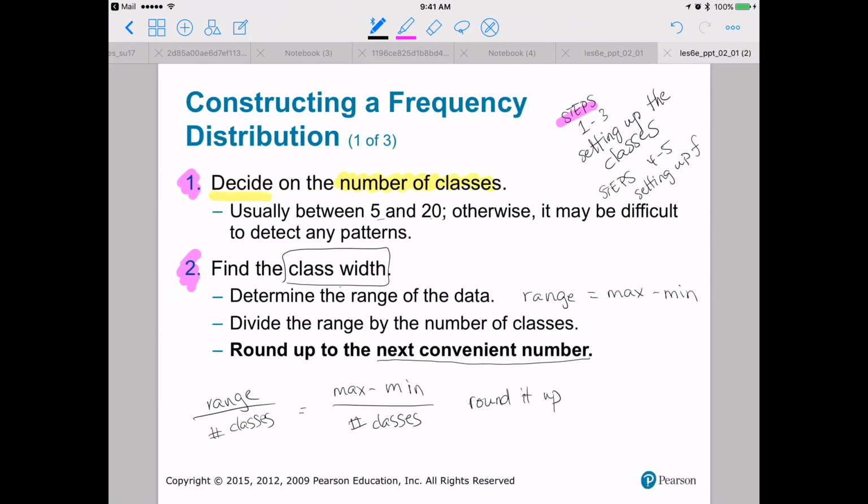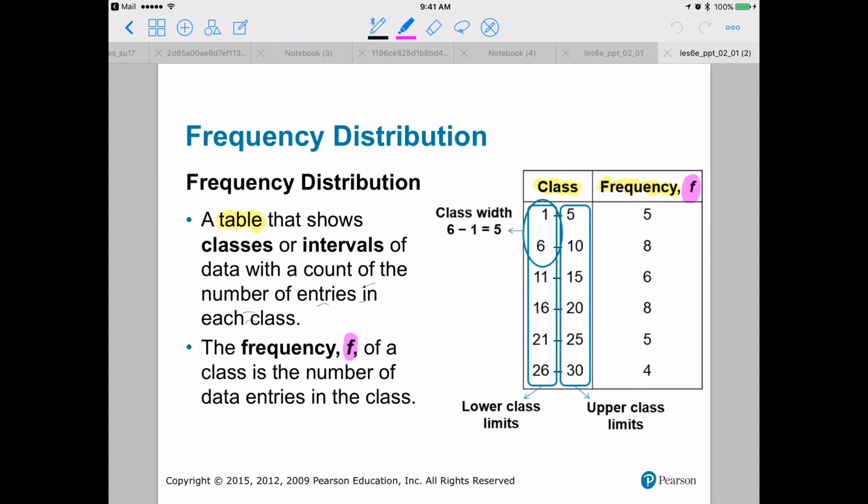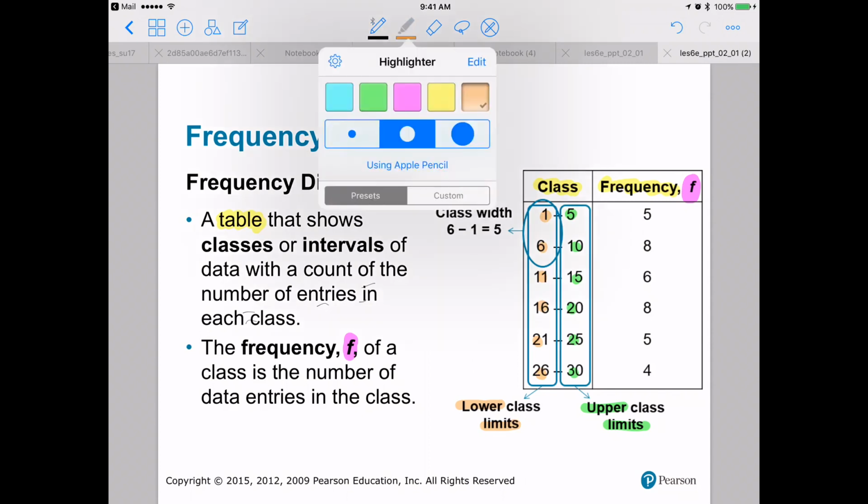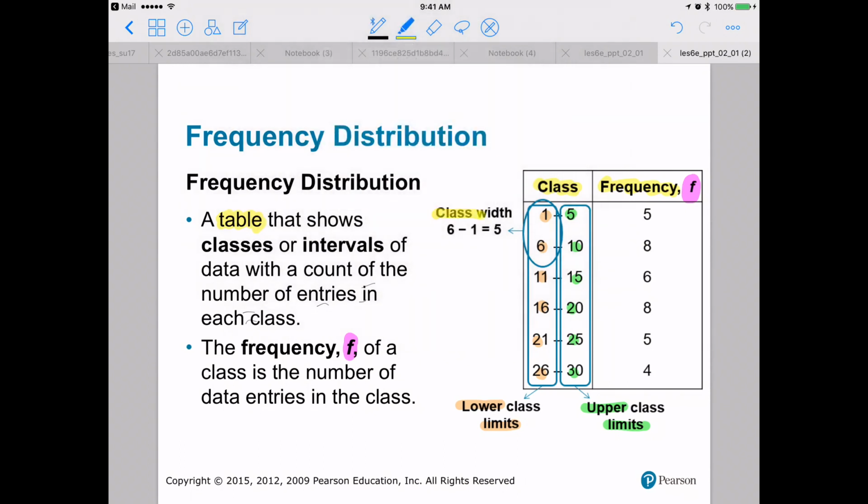I want to look back. I'm going to show you back here in this list, the upper limits, I'm going to highlight them in a green color. So for your upper limits, 5 is an upper limit, 10, 15, 20, 25, 30. These are all upper limits. And then I'm going to do the lower limits in this sort of grayish color. Lower limits, 1, 6, 11, 16, 21, 26. Okay, so you can see that the class width is the difference between any two consecutive lower class limits. So 6 minus 1, that's 5, right? 11 minus 6, that's also 5. 16 minus 11, that's also 5. 26 minus 21, that's also 5, right?